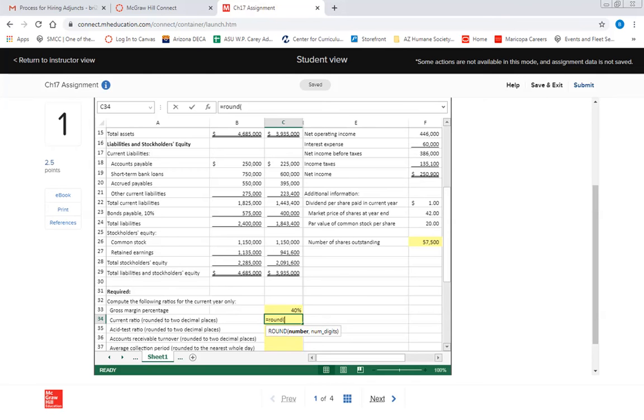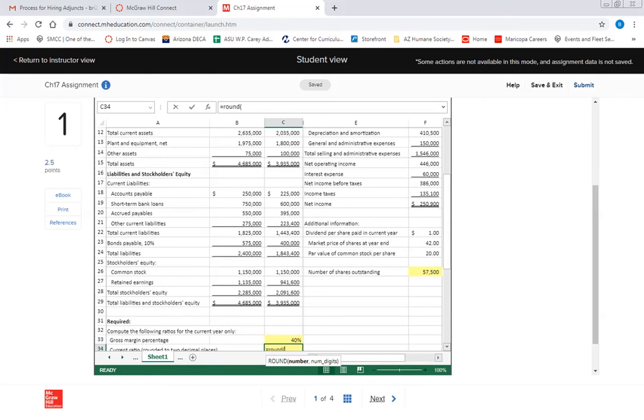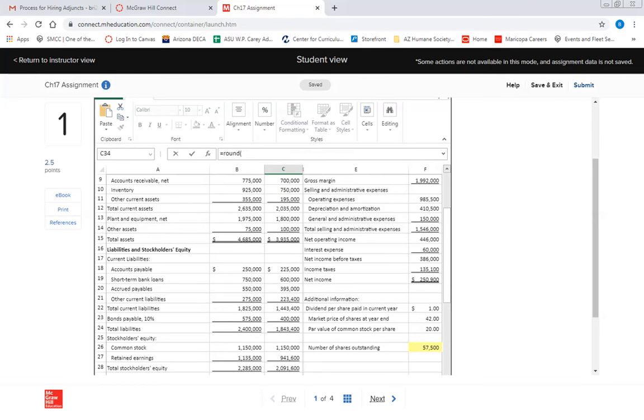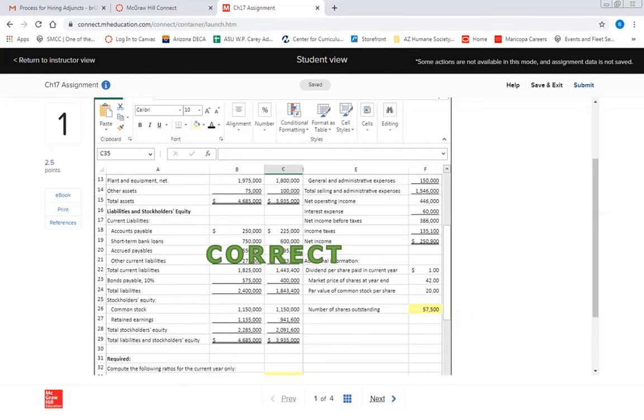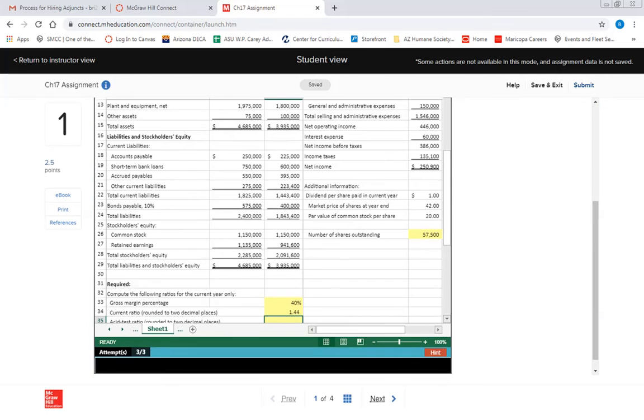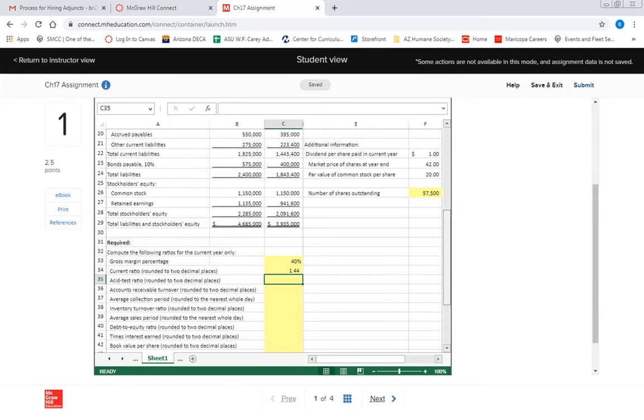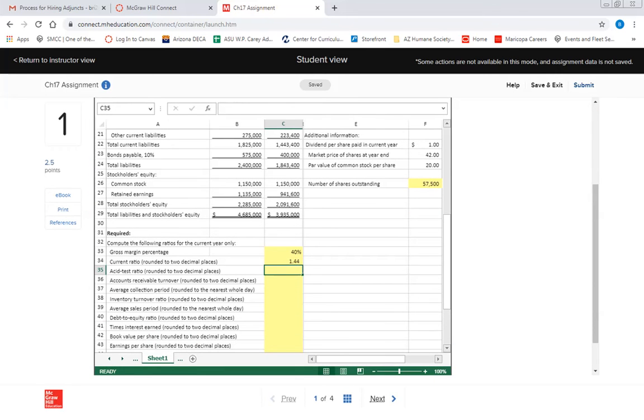So we're going to round our total current assets, remember doing it for this year, divided by total current liabilities. Now you put the comma there, and since it wanted 2 decimal places, we put a 2 there to tell it we're going to round to 2 decimal places. Close the parentheses, and we got it correct. Sorry, it's down here. There's not a whole lot of room on here, so you may have to bounce between the two.